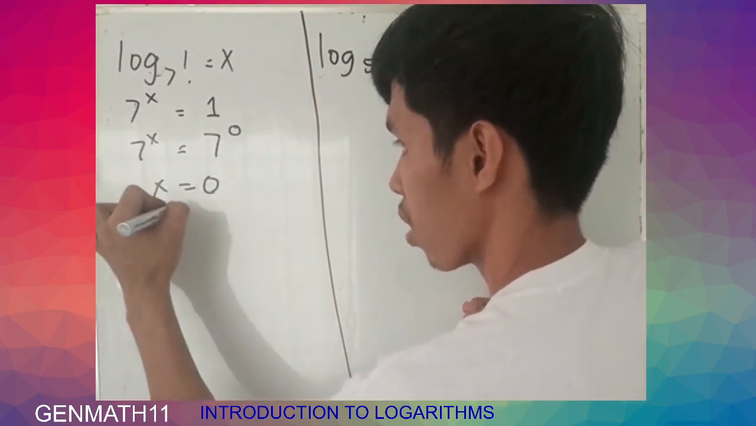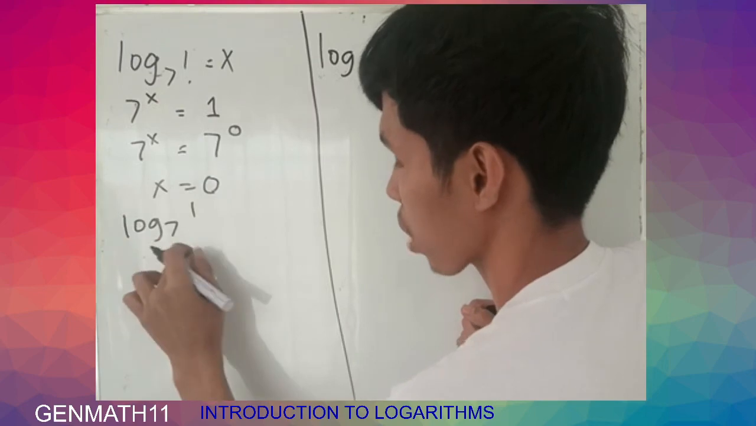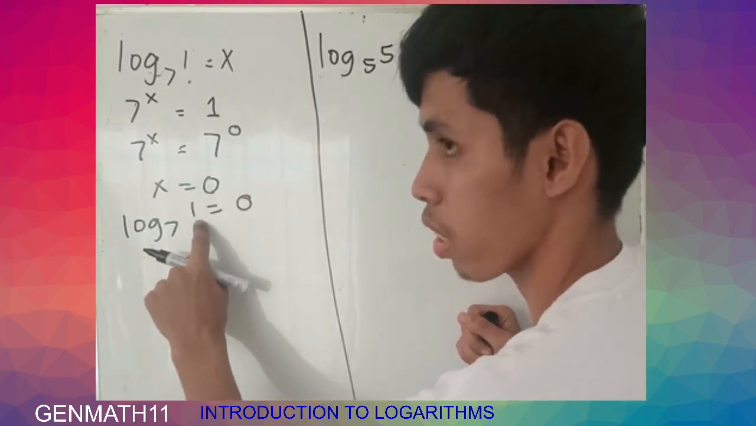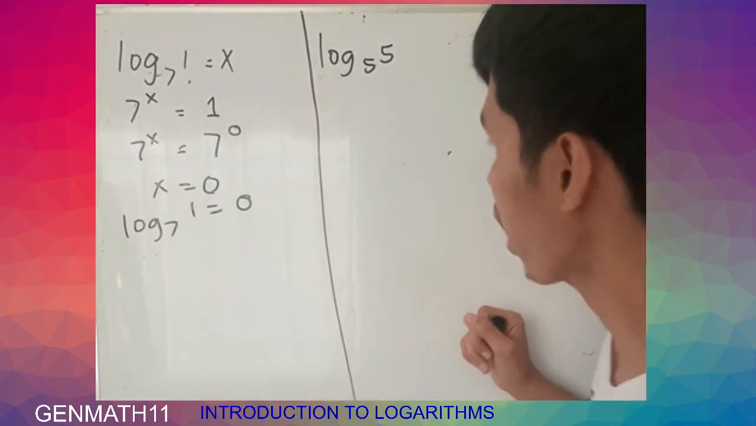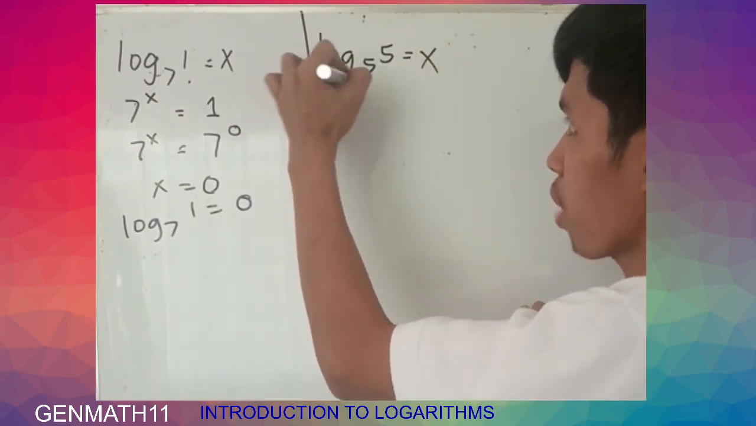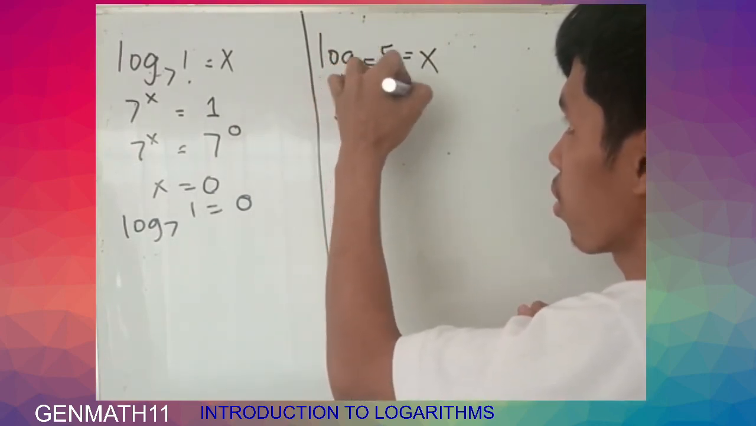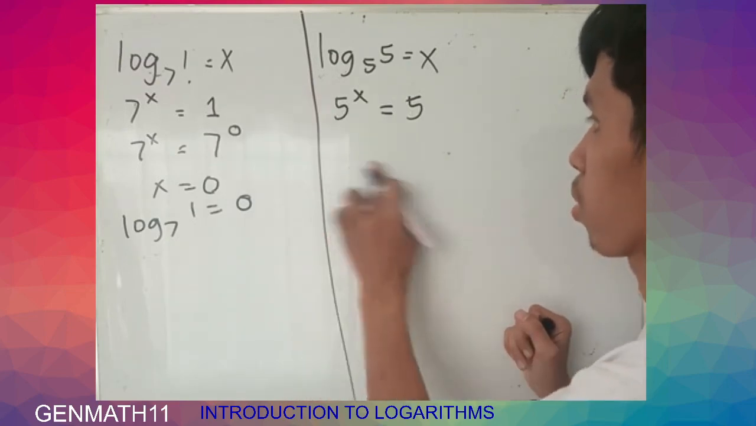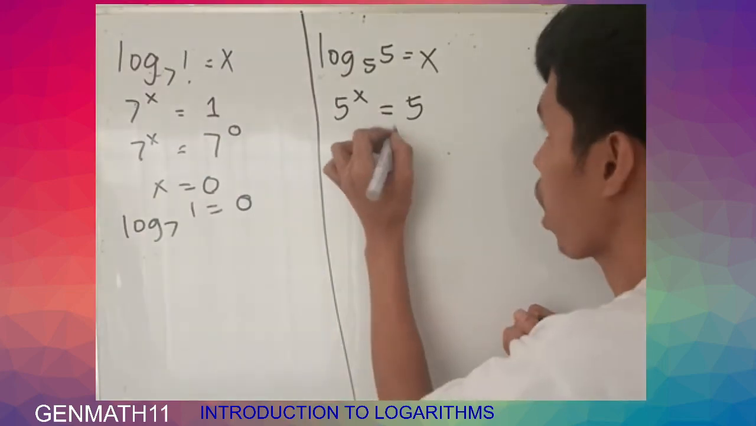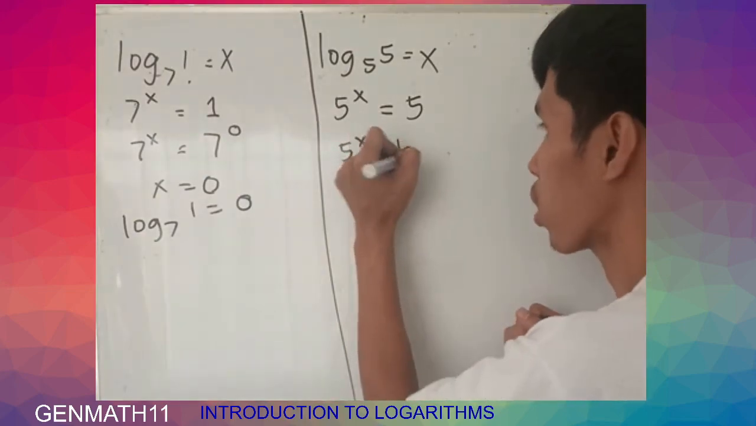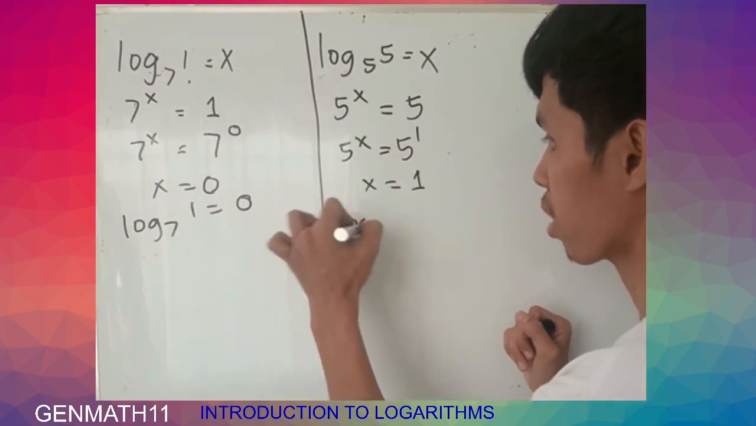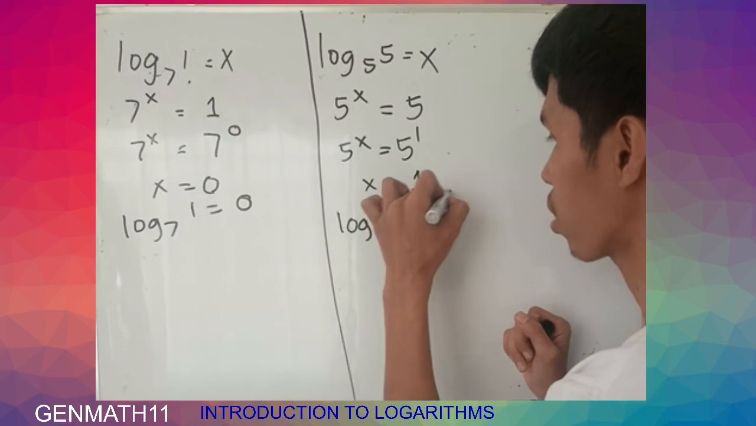So, log 1 to the base of 7 equals 0. So, kapag ang katabi ni base natin is 1, so automatic ang sagot ay 0. Next. Ito naman, equals x ulit. 5 raised to x equals 5. Okay? So, 5 raised to x, kailangan parehas ang base. So, ang kalalabasan kapag 5, anong exponent? So, 1. So, x equals 1. Then, ibig sabihin, log 5 to the base of 5 equals 1.